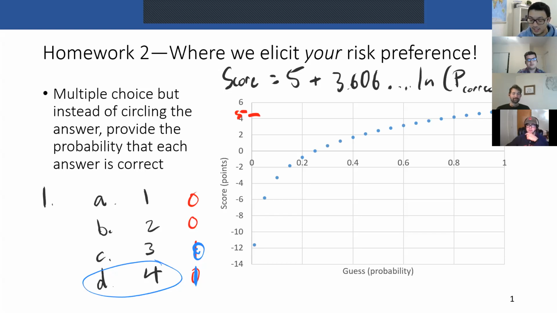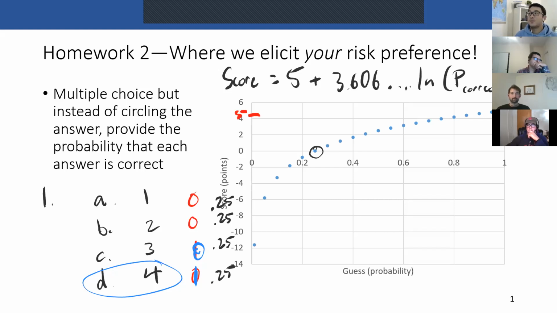And so this is essentially a way of getting you to elicit your own risk preference and level of risk for the score on your homework. If you're not sure, you could put 0.25 as the probability for all 4 of them, and that would correspond to 0 for that particular problem.